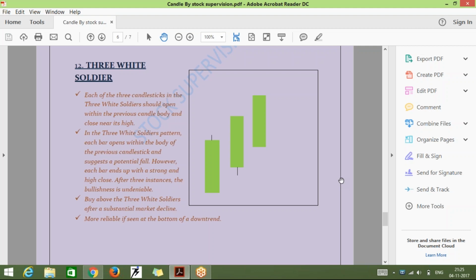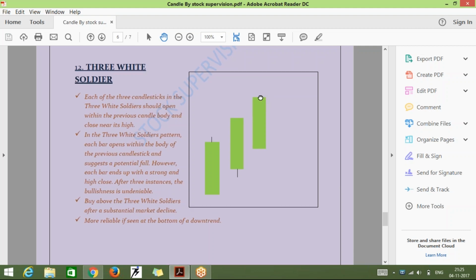Okay, got it. Going to the next point. The trade setup: buy above the three white soldiers after a substantial market decline. Like the buying point should be here, and the SL should be here.